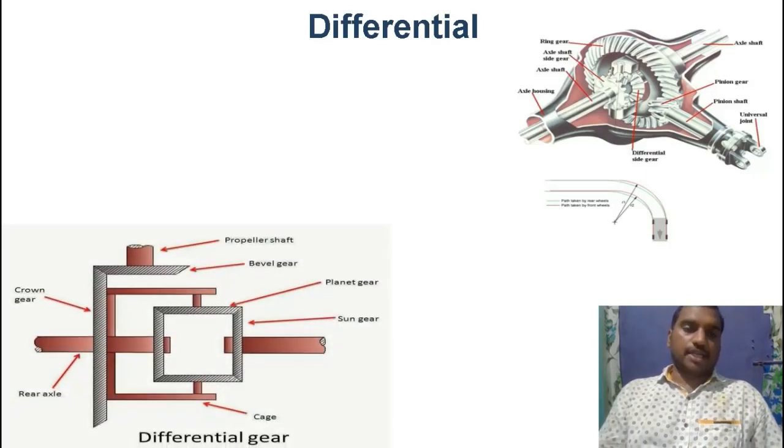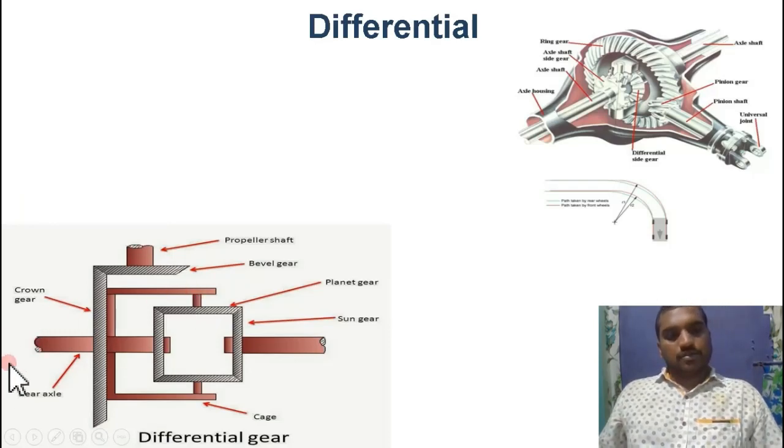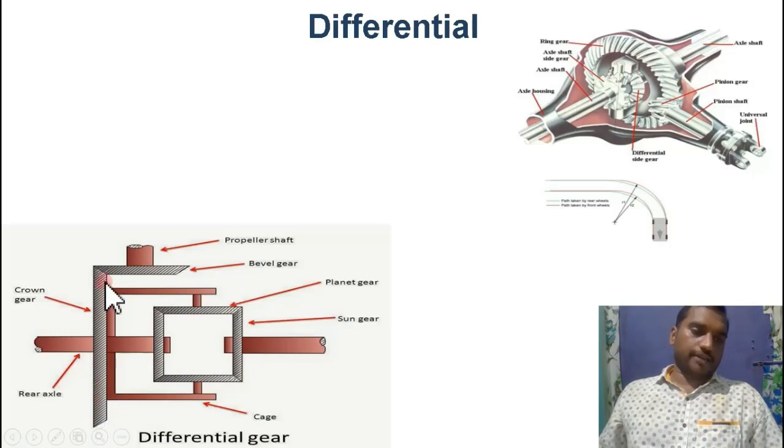If you observe, this is the diagram which you need to draw in the examination, right? This is the bevel gear connected to the propeller shaft, and this is the crown gear, which is meshed with the bevel gear. The crown wheel consists of a cage. Further, two planetary gears are attached. For the two rear axle shafts, two sun gears are mounted and constantly meshed with the planetary gears, right?